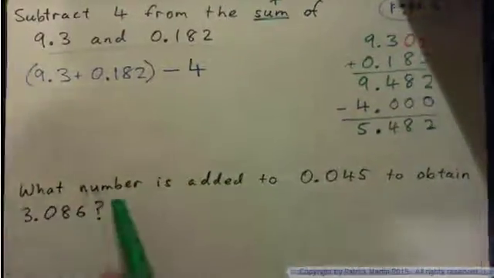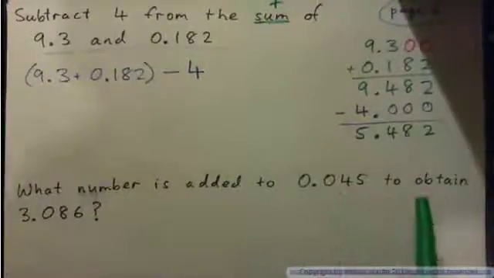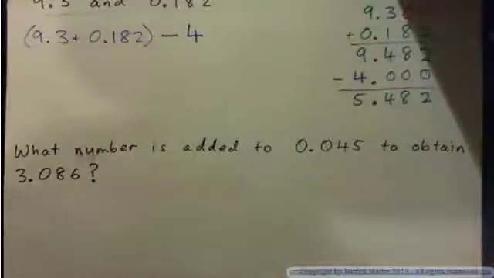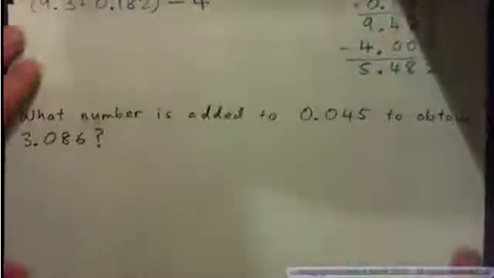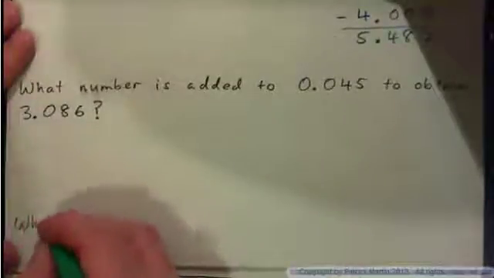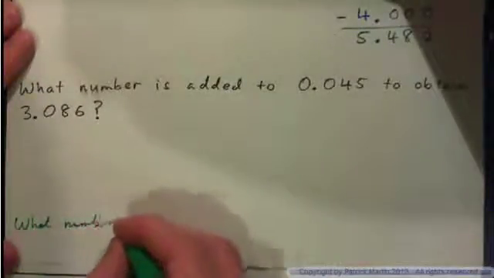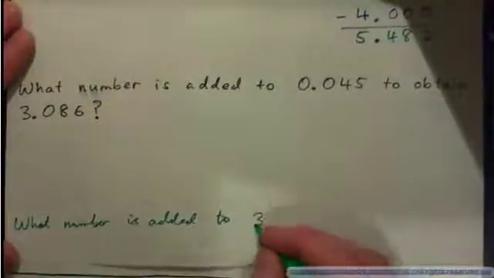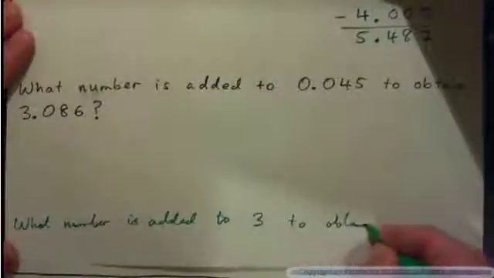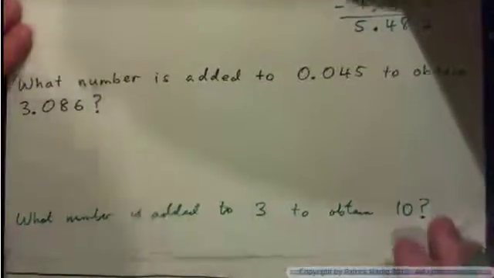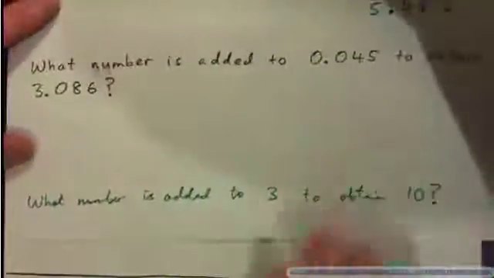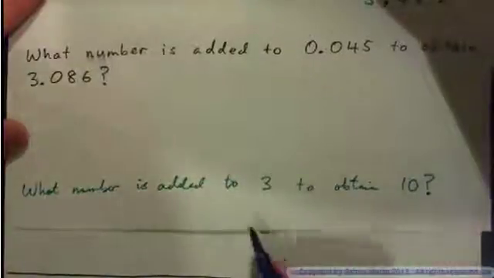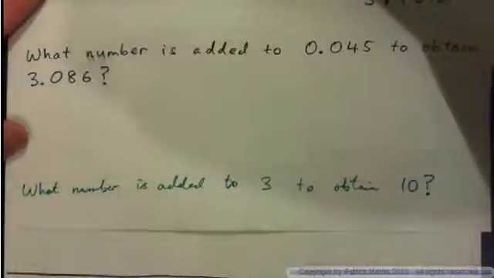Now, can you do this one? What number is added to 0.045 to obtain 3.086? Let me ask you this. What number is added to 3 to obtain 10? What number is added to 3 to obtain 10? Different question. How would you figure this one out? And how did you get that?